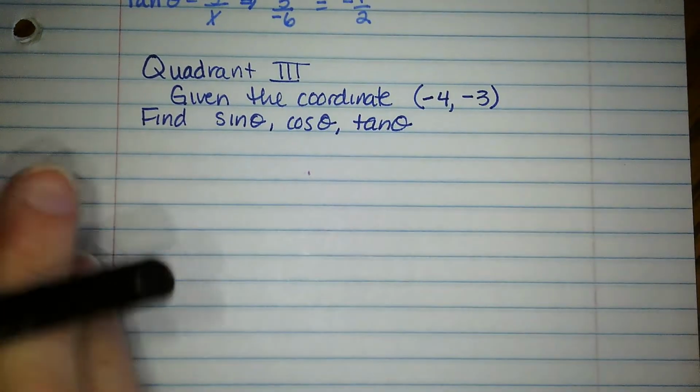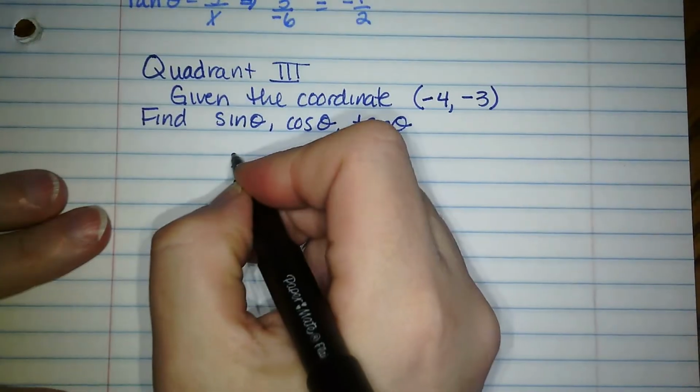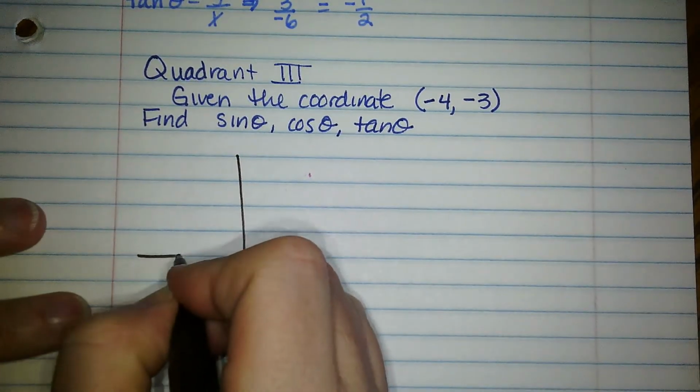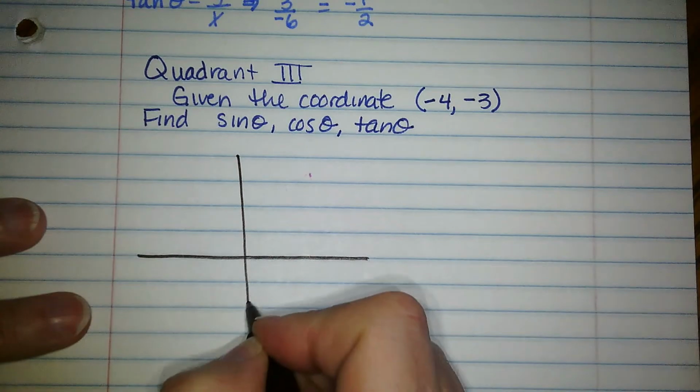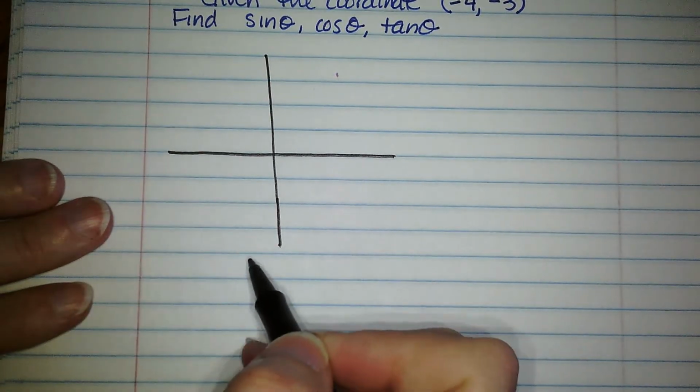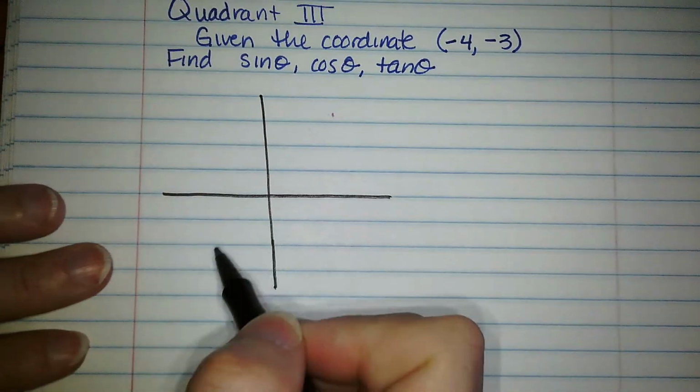Okay, so now we have a quadrant 3 angle, so I think you're really getting the hang of this as far as drawing it and setting it up. Let's check it out. A quadrant 3 angle lives in the quadrant where it's between 180 degrees and 270 degrees, so it's down here, bottom left.